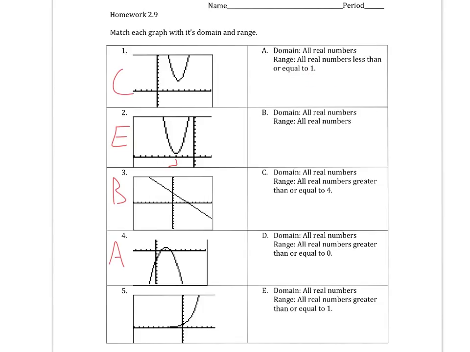And finally, number 5, process of elimination. This graph is getting really close to 0, but never quite touches it, so I'm just noticing that's actually a typo on letter D. It shouldn't be "or equal to." I feel like here we go.